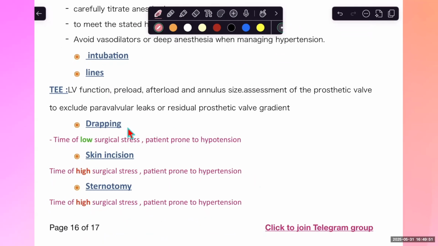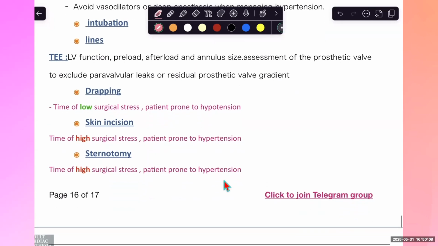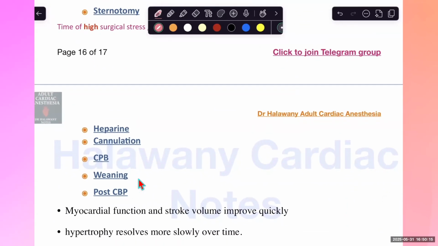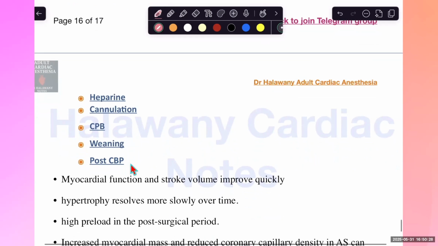Now they will start draping. Almost all of the time, draping is a time of low surgical stress. The patient is prone to hypotension and arrest, so keep in mind, don't turn your back to the patient at such a time. Skin incision is a time of high stress; here we'll have hypertension. Sternotomy is the same. Here we don't have harvesting unless they do an additional procedure. So prepare your heparin, because once they open the pericardium, they will ask for it. They start cannulation, and they will go on bypass, weaning, and post bypass.